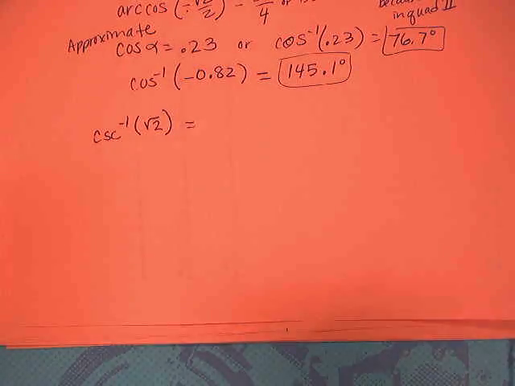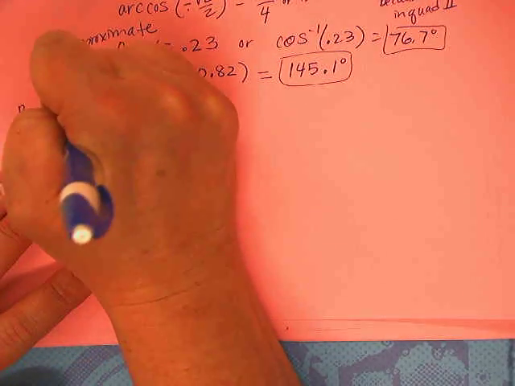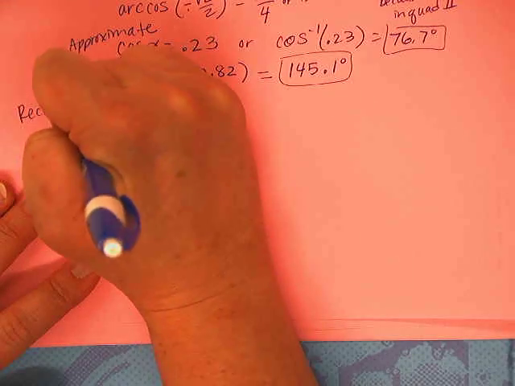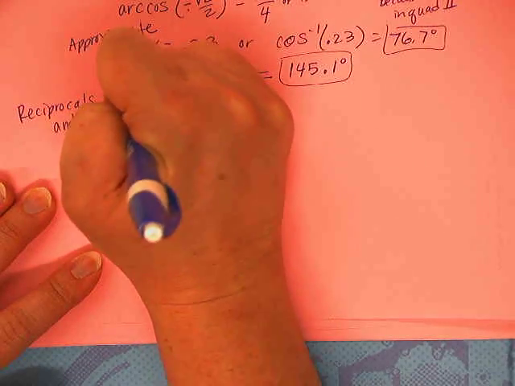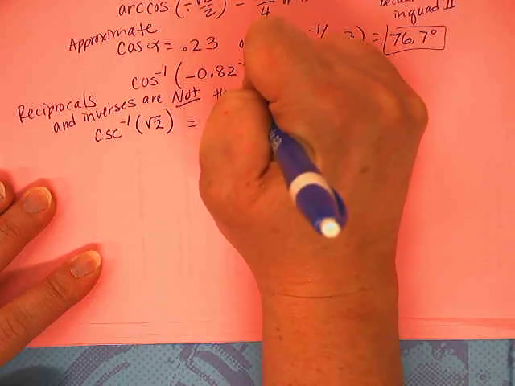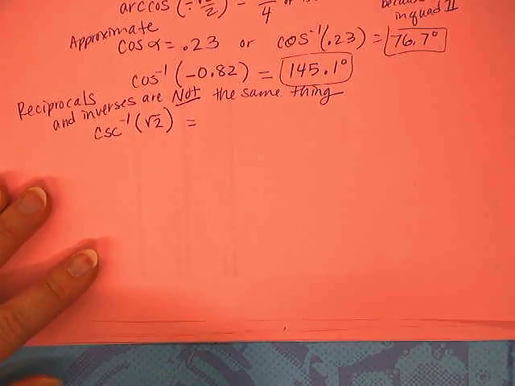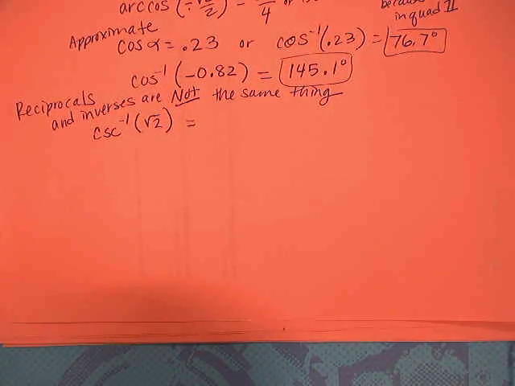No, a reciprocal and an inverse are two different things in trig. Reciprocals and inverses are not the same thing. So when I ask you to find the inverse cosecant of the square root of 2, what am I really asking you to do?